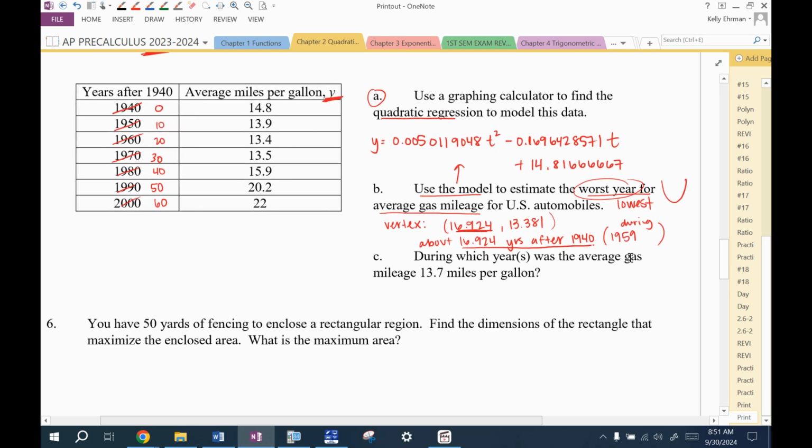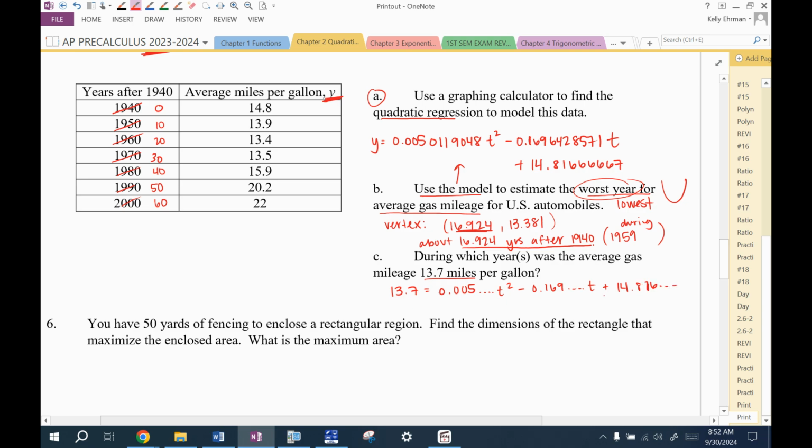During which year or years was the average gas mileage 13.7? So we're setting our equation equal to 13.7. Now you wrote the whole equation up here, so it's okay if you just do the first 3 decimals for each of these. You don't need to round anything there.